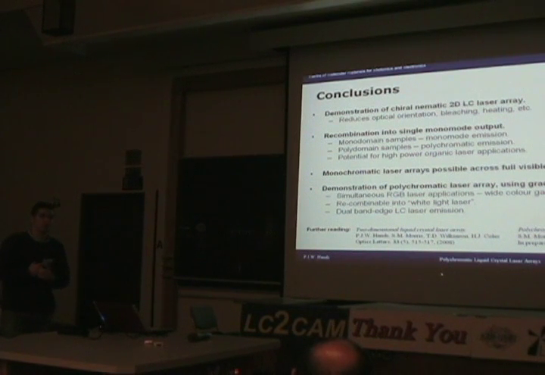We've also managed to demonstrate some polychromatic laser array systems using gradient pitch crystals. And of course, if you recombine one of these polychromatic systems, you can conceivably have white light emission across the entire display, and there might be possible applications towards RGB laser displays with a very wide colour gamut, using very spectral light with RGB laser emissions. And finally, we've seen some dual band edge lasing as well.